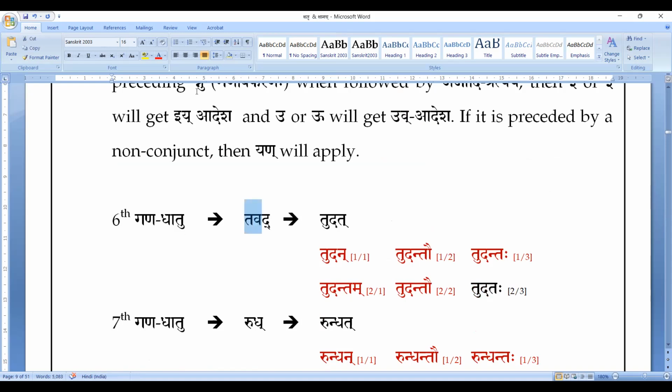This is Tud, not Tabad. Tud Dhatu, first Dhatu of the gana. Tud becomes Tudat. Same thing. Tud plus Sha plus At. Tu cannot undergo Angakarya because Saradhatu comes up. Therefore, Tudat. So when you decline this: Tudan, Tudantau, Tudantaha, Tudantam, Tudantau, Tudataha.